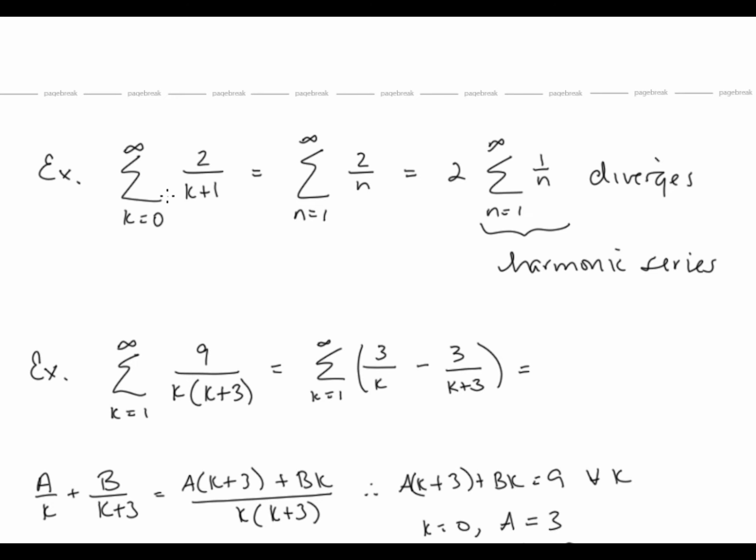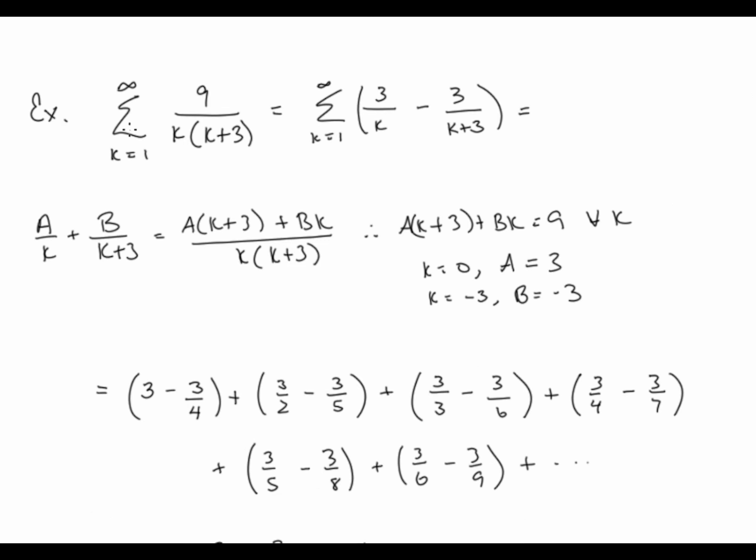Here we have k goes from 0 to infinity, 2 over k plus 1. Now this looks similar to the harmonic series that we saw before, but the harmonic series we had 1 over k going from 1 to infinity. So if we just change the variable here, let n equal k plus 1, then this series can be written as the summation of 2 over n going from 1 to infinity. And this we know is 2 times the harmonic series. So that is going to diverge.